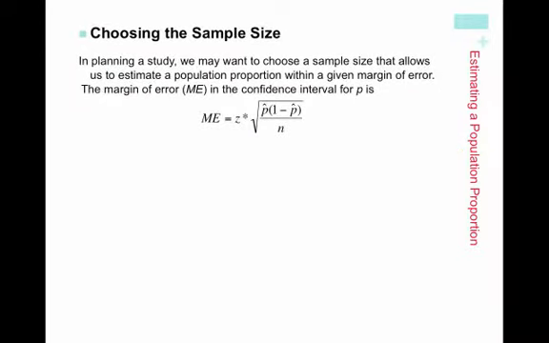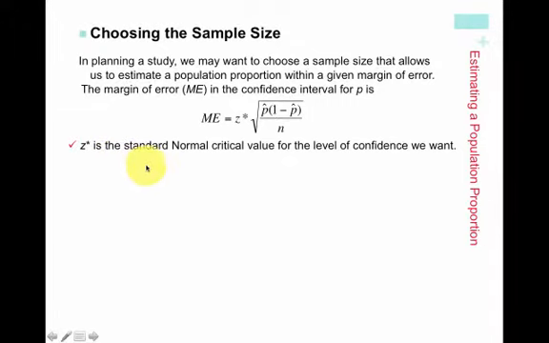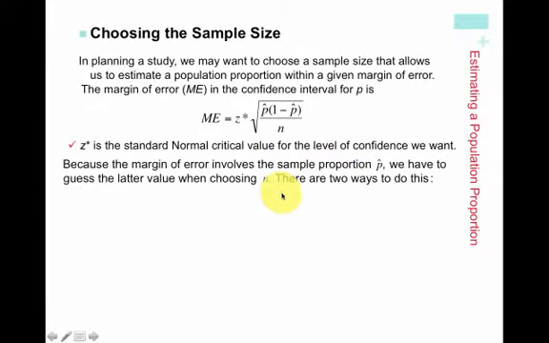Now, choosing the sample size. In planning a study, we need to choose an appropriate sample size. And we want to estimate the population's proportion within a given margin of error. So margin of error, ME, is z star times our sampling error. And z star is contingent on, or dependent on, the level of confidence. Because the margin of error involves the sample proportion p hat, we have to guess the value when choosing n.